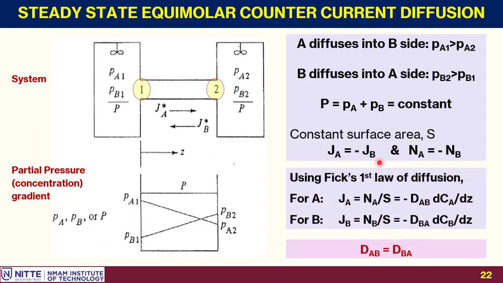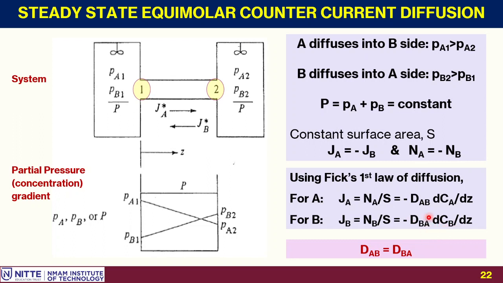We can also write Fick's first law of diffusion for this situation. For molecule A, I can write the flux equal to rate upon surface area, and that I can write as minus DAB dCA by dZ. Here DAB is the diffusivity of molecule A into B. dCA by dZ is the concentration gradient of molecule A across the length Z. For molecule B, similarly I can write the equation, but here you note the difference of DBA, that is diffusivity of B into A.